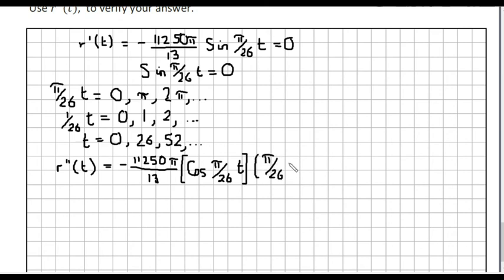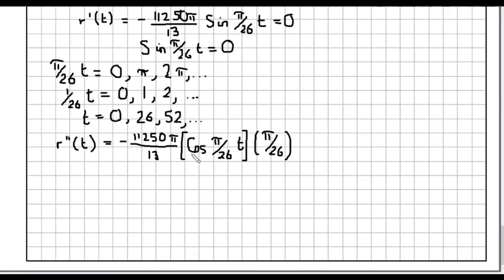Now we tidy this up. Multiplying that fraction by that fraction, it ends up being minus 11250 pi squared over 13 by 26, which gives us 338, cos of pi over 26 t. So that's our second derivative.